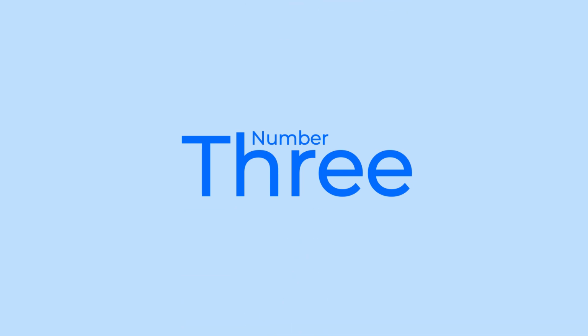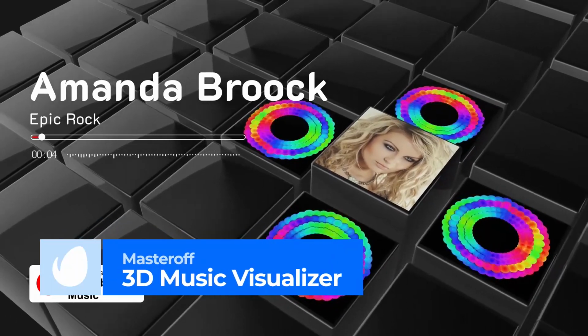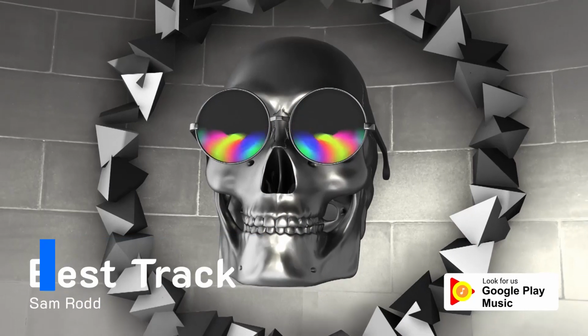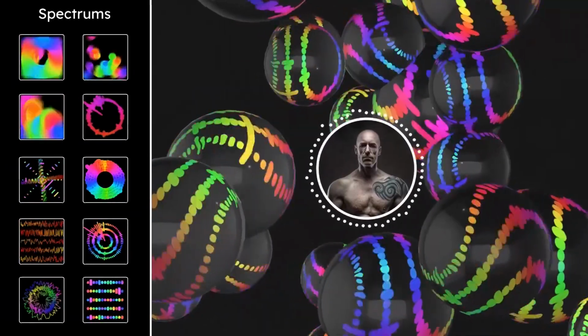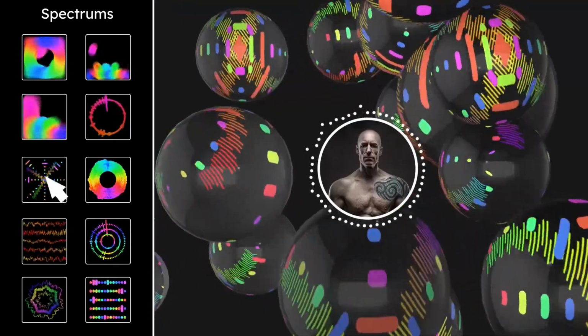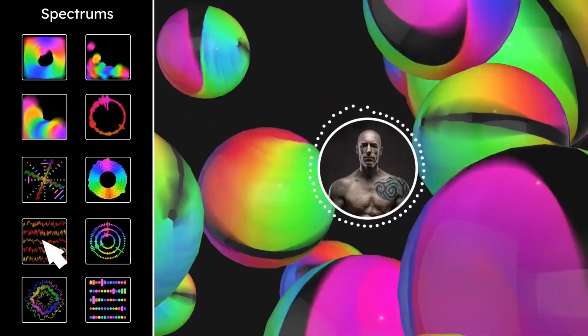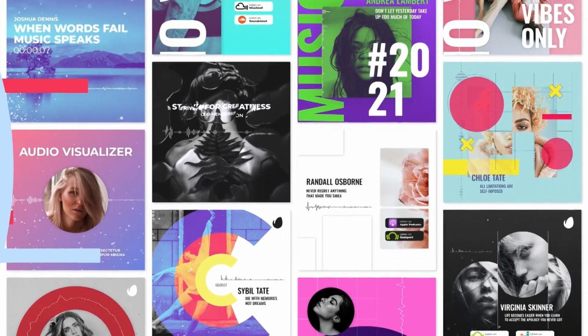Number 3. 3D Music Visualizer by Master Off. With a black and white background, stunning 3D elements with colorful reactive audio spectrums make a really hypnotizing contrast. You can edit the spectrum that projects on every 3D element so you can create the best scenario for your song.